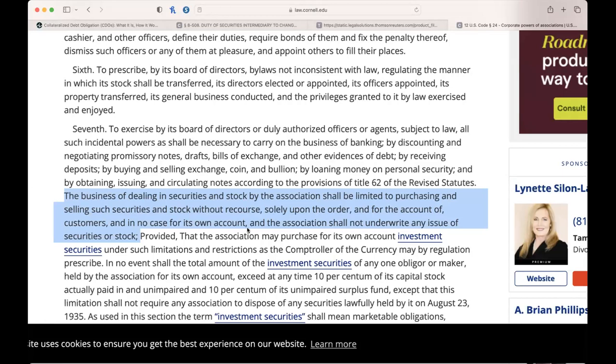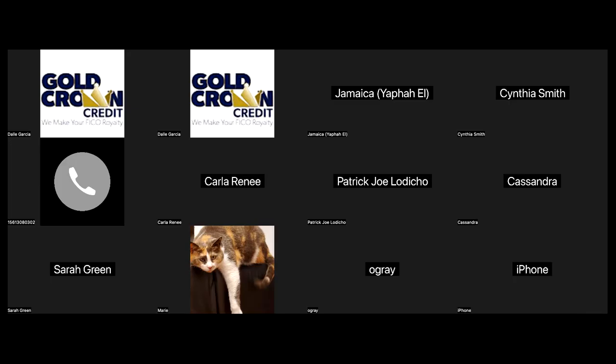They're keeping it for their own account. And it's supposed to be for our account. And the association shall not underwrite any issue of securities or stock, which we actually know that they do underwrite. If you've been in a situation of purchasing a vehicle, your contract has to go to underwriting before it's pretty much approved.